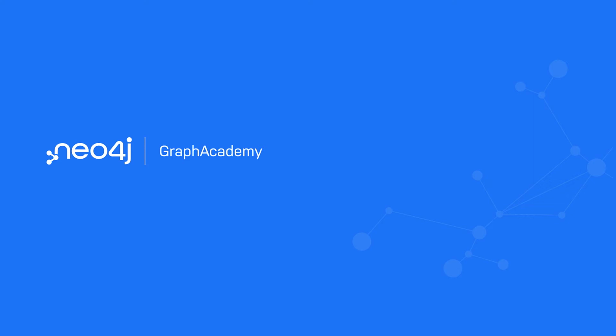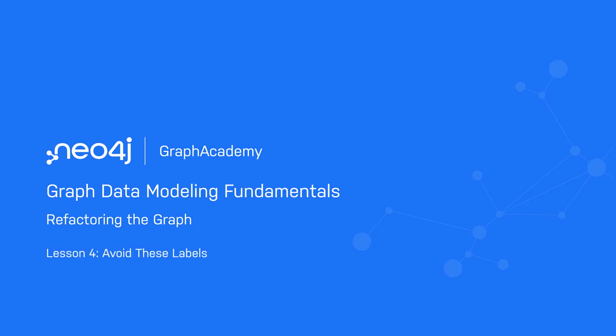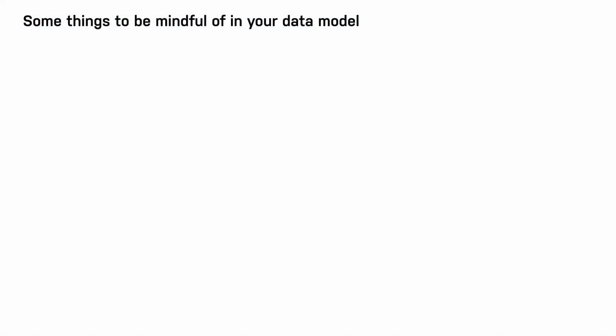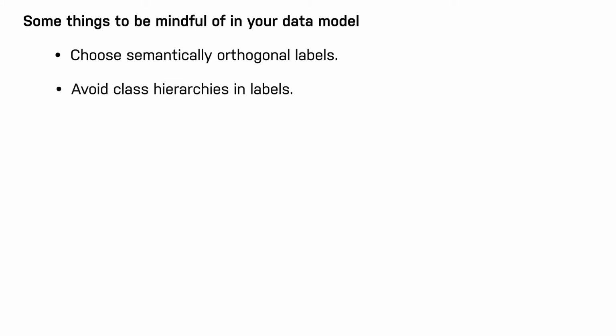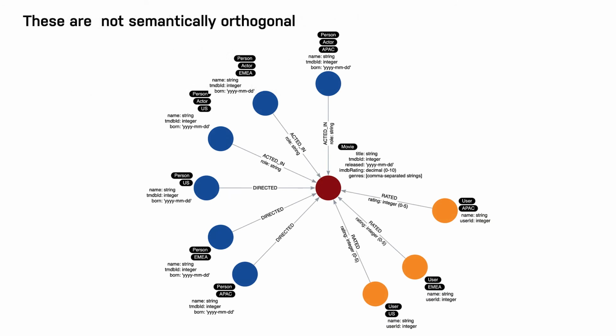In this lesson, you will learn a few ways that you should not use labels in your model. The two scenarios to be mindful of with labels that we will highlight in this lesson are semantically orthogonal labels and class hierarchies. Semantically orthogonal is a term that means that labels should have nothing to do with one another.